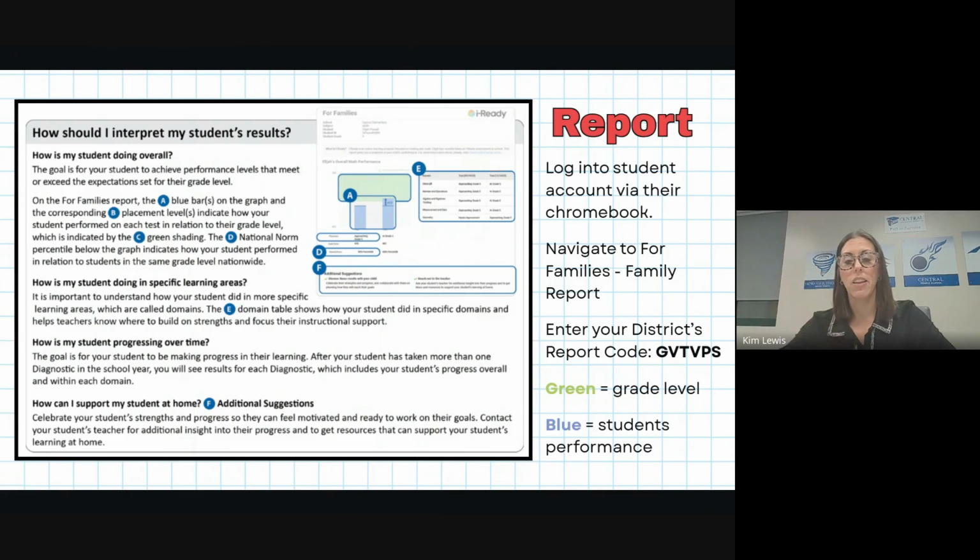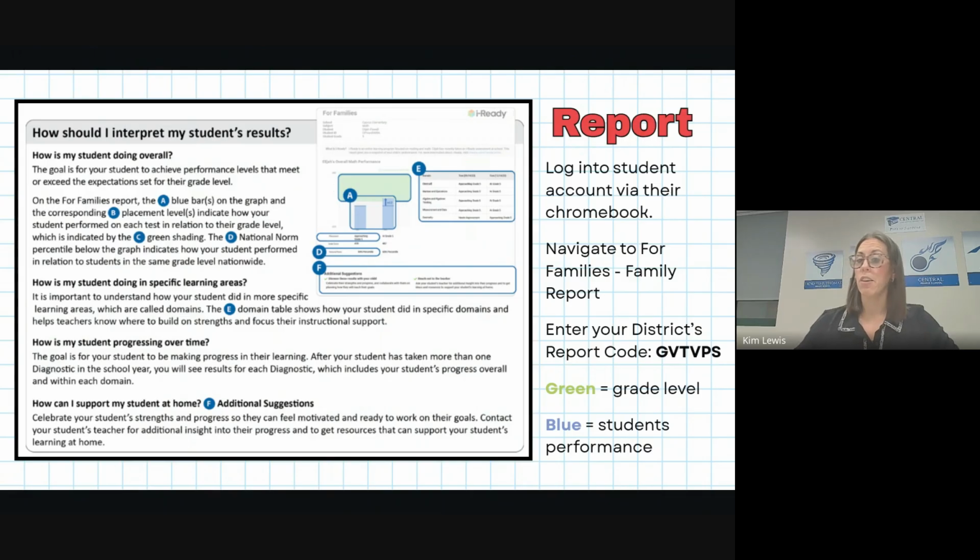And when they click on that, then there's a family report option. And this, I know it's tiny, but this is a screenshot of what one of those reports looks like. The main piece that a lot of people look at is just this, that green bar and those blue bars. The green, once you have your individual child's report, is showing you what is considered grade level. So if a student is on grade level, they are somewhere in that green.